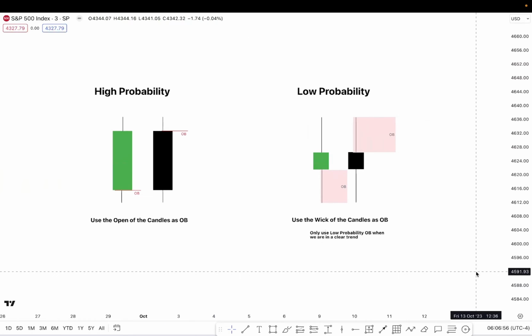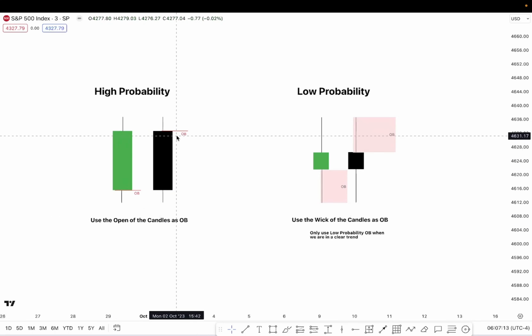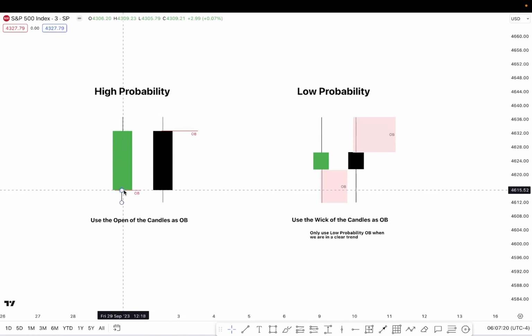One of the most misunderstood concepts about order blocks is when to use them. You have high probability and low probability order blocks. The high probability order blocks are the ones with the big beefy candles. And with the high probability order block, you should use the open of the candle as the order block. Right here, with the bullish order block, it's here, the open. With the bearish order block, it's the open.